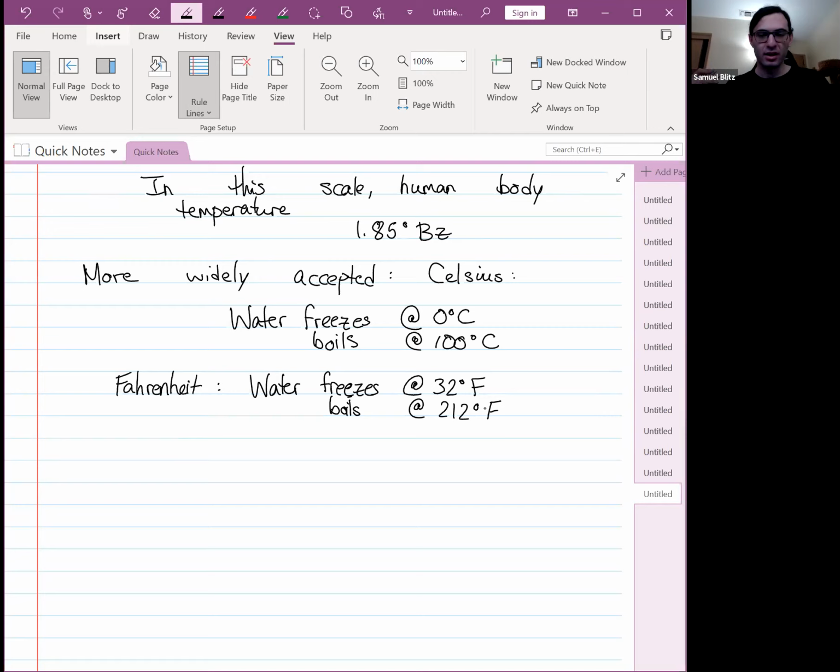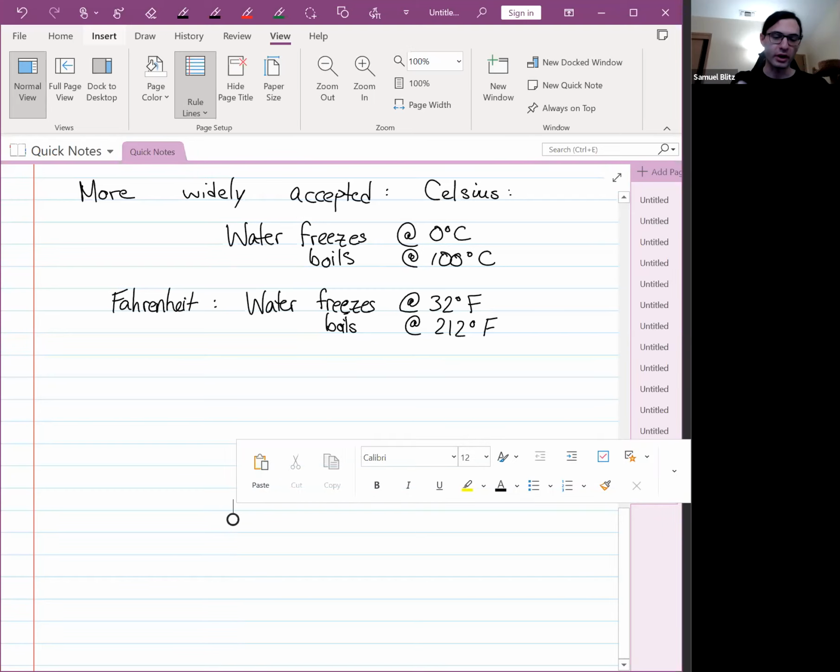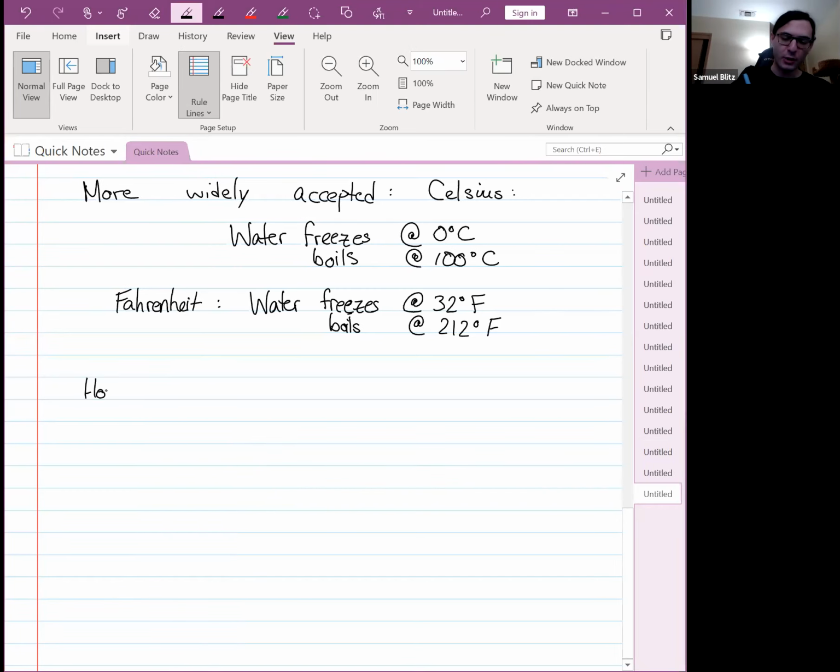Now, like I said, these are just temperature scales, but you also need to measure temperatures between freezing and boiling. So the question then is how do we measure temperatures between these reference points?